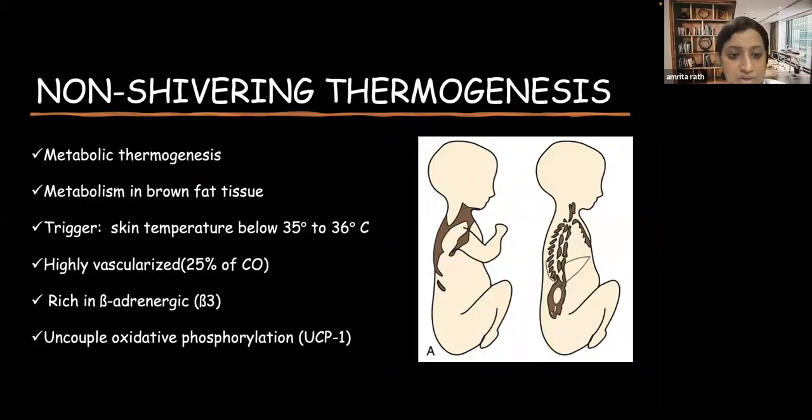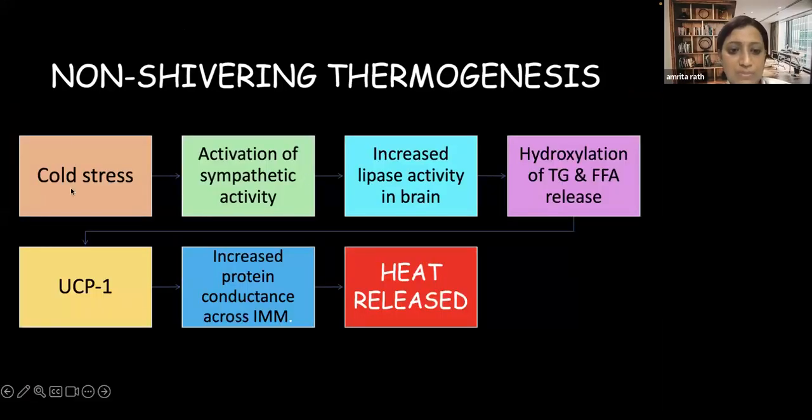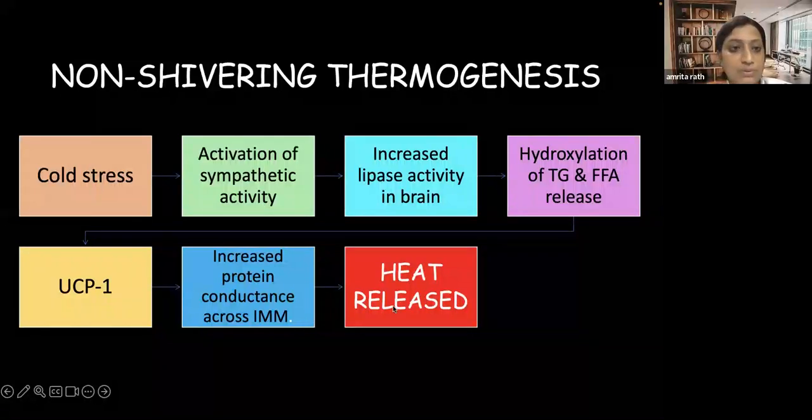They might ask you what non-shivering thermogenesis is, what the trigger of non-shivering thermogenesis is, and how it is done. So this is the mechanism. Generally, when there is a cold stress, there will be activation of the sympathetic activity, which will cause increased lipase activity in the brown fat. And finally there will be activation of uncoupling protein 1, UCP1, which will cause proton conduction along the inner mitochondrial membrane and heat will be released.